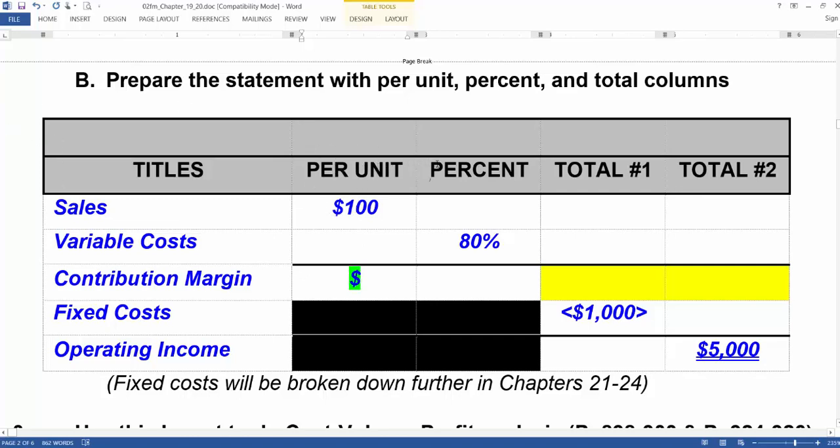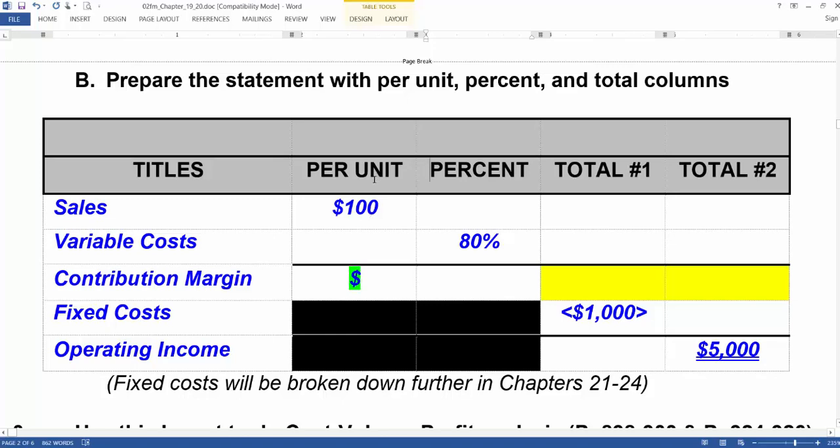So we have a per unit column, a percent column, a total 1 for one hypothetical total, and a total 2 for another hypothetical total. Let's make total 1 be what's called break-even total, meaning we won't have any operating income, but we won't have any loss either. And let's make total 2 be one where we earn a grand total of operating income of $5,000. To fill this out, think of it like a jigsaw puzzle where you have some of the pieces and other pieces you still need to find.